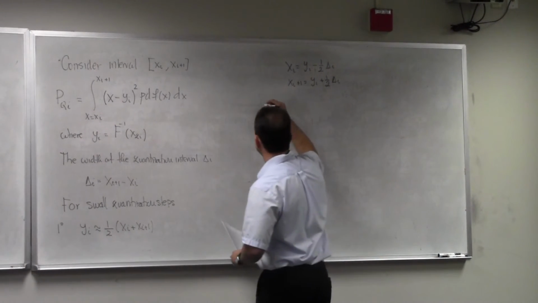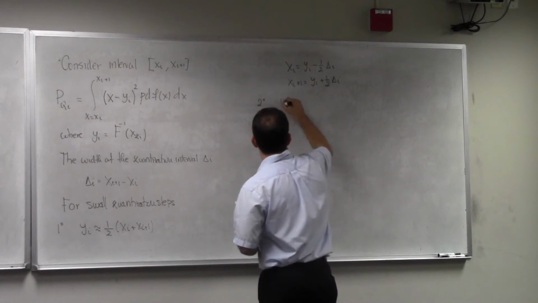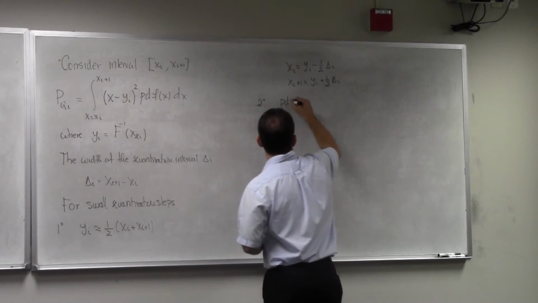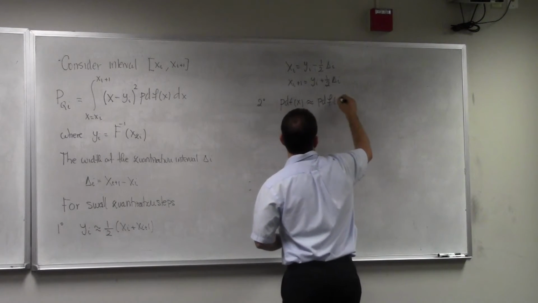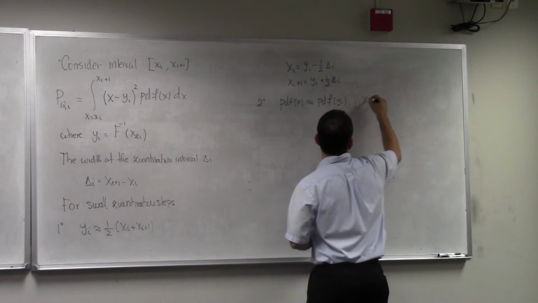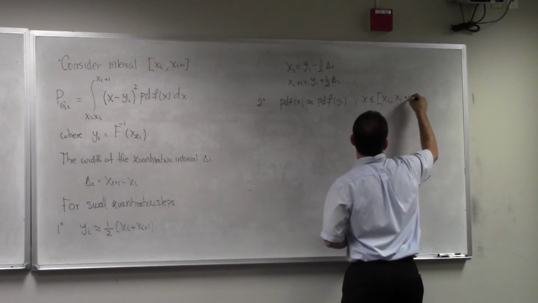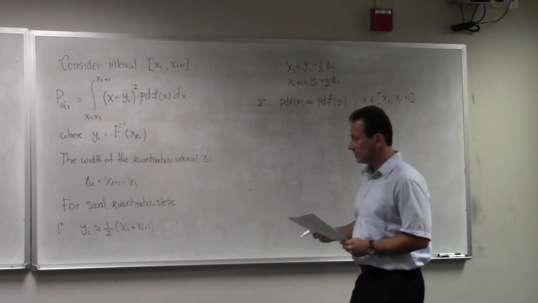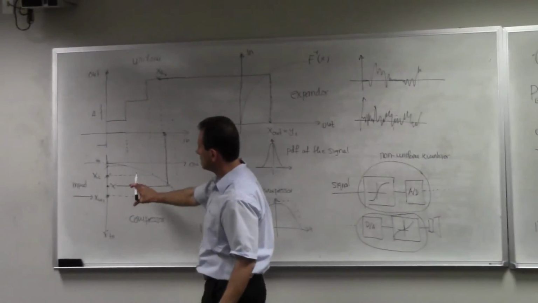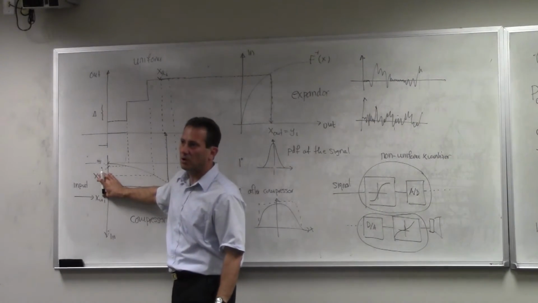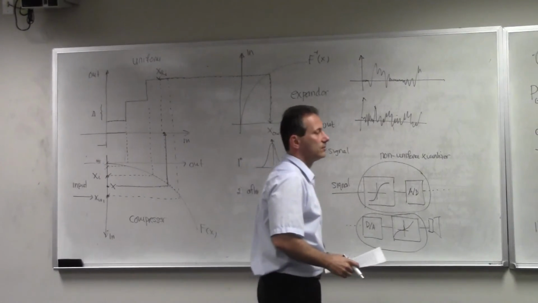And then the second one is the same simplification I introduced last time. I'm going to say that the PDF of x is approximately the PDF of yi for x in the interval from xi to xi plus 1. In other words, if this interval is small enough, then the change of the PDF of the signal over this interval is relatively small, so I can assume it's constant and equal to the PDF of yi.